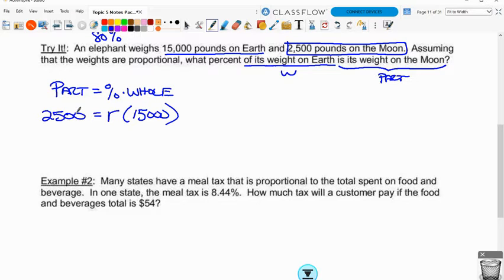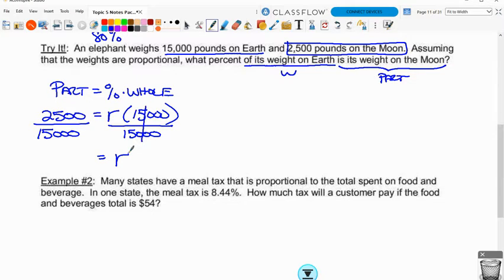Just like in the last example, R, the variable, is on the right, but it's not alone. It's multiplying 15,000. To get R all by itself, we're going to have to divide by 15,000 on the right. And again, with algebra, we have to do the same thing to both sides. So we'll divide the left by 15,000 as well. On the right-hand side, 15,000 divided by 15,000 is 1, so that leaves us with the value of R.